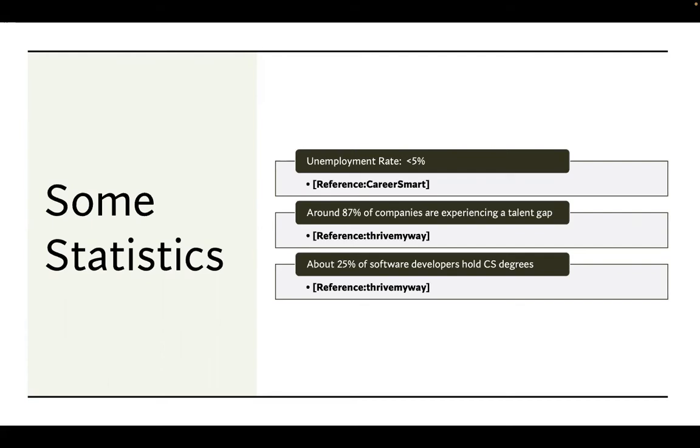Now, guys, what other career path are you going to get this much of a chance of? And then next we have around 87% of companies experiencing a talent gap in the UK. Now, guys, these statistics are from a website called Thrive My Way, and they join all these statistics together from other websites. Then we have the last part, about 25% of software developers hold computer science degrees.